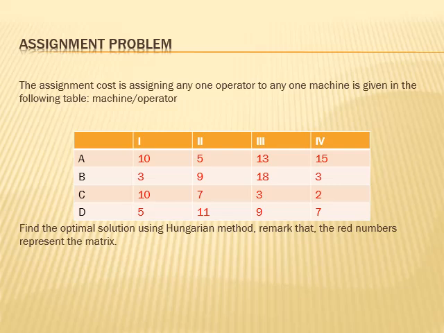To reach the optimal solution means that the number of lines should equal the number of rows or columns. The expected number of lines is 4. The number of lines is 4, equal to the number of columns, 4, equal to the number of rows, 4.